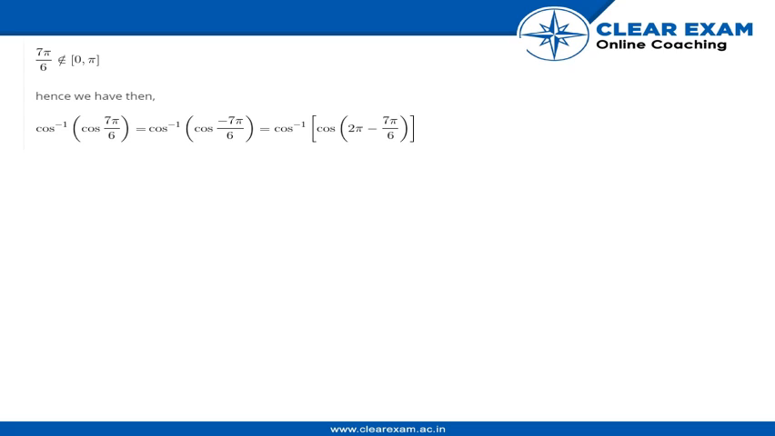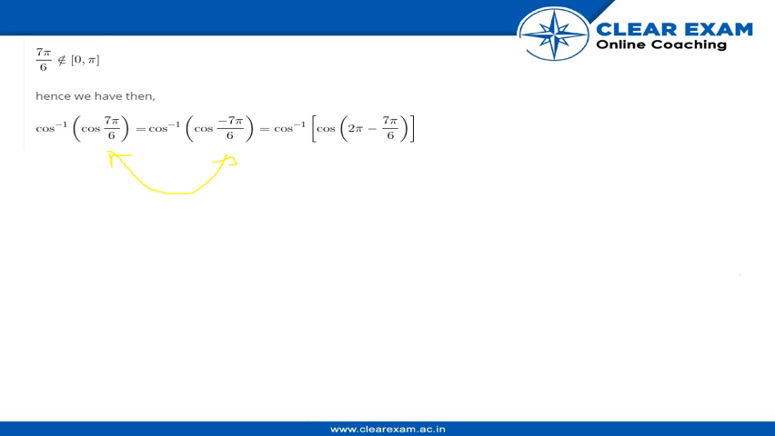So what do we do now? We actually write 7 pi upon 6 as minus 7 pi upon 6. The reason being that cos of x is equal to cos of minus x. I mean, these both terms are exactly similar, no difference, as cos of x is equal to cos of minus x. Now what we do is apply the identity cos of 2 pi plus x is equal to cos of x.